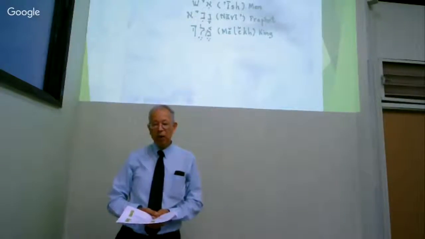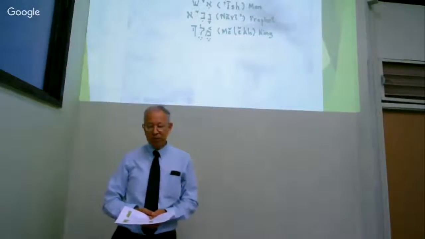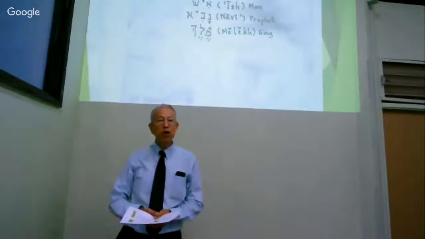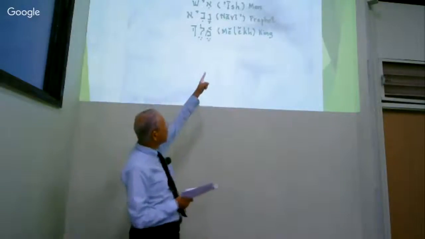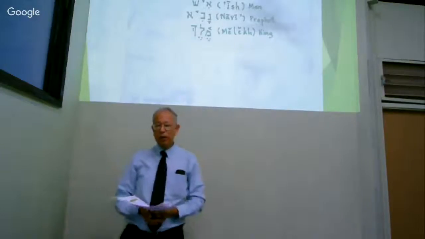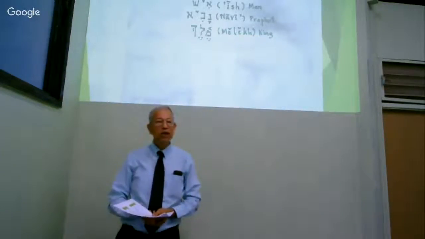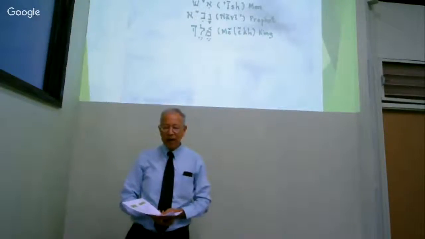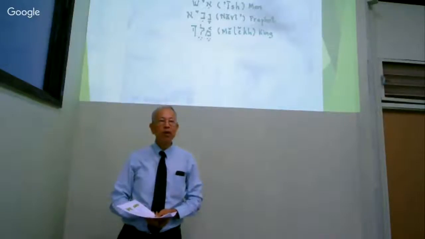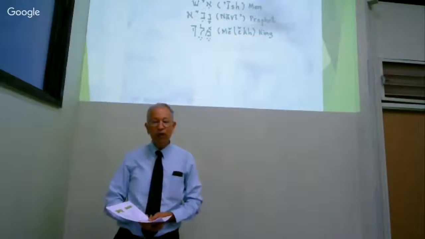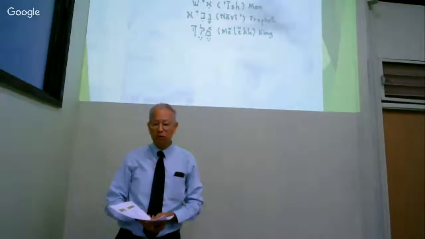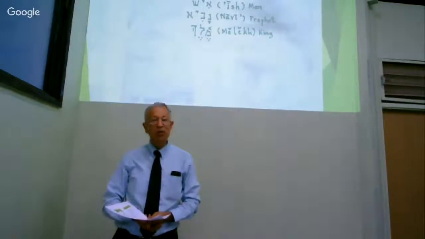Even though Samek is our S and Shin is SH, SH is still different from S. Navi ends in Aleph and it has no corresponding letter in the English language. So it is represented by an apostrophe. And that is different from the Shin ending of Ish and the Samek ending of Sus. And Melech, which means king, ends in Kaf. That's what Kaf looks like at the end of a word. And the two dots that are in Kaf are the simple Shewa, but they are not pronounced. They are not to be called. They are silent.